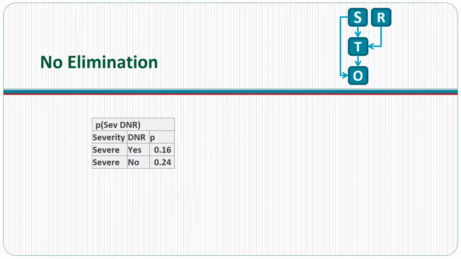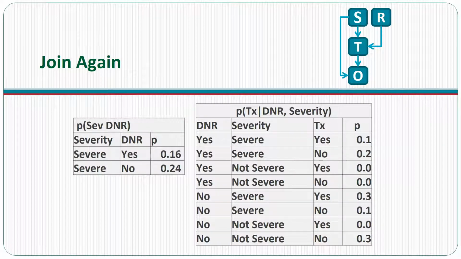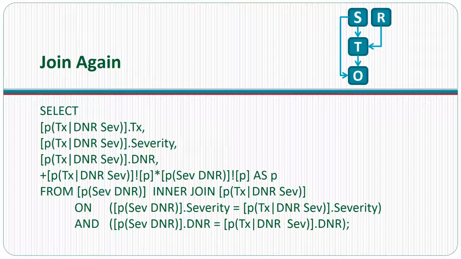We cannot eliminate either DNR or severity from this table, as these variables are also used in the remaining network structure. Severity is used in both treatment and outcome tables, and DNR is used in the treatment variable. In the next step, we want to join the combined table of severity and DNR with the table of treatment. The SQL for this join is given as shown. Note that the two tables now share two features, severity and DNR orders.